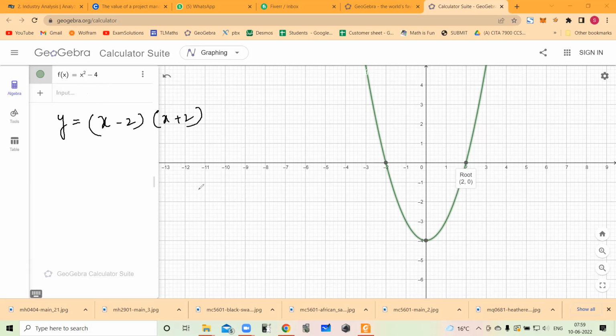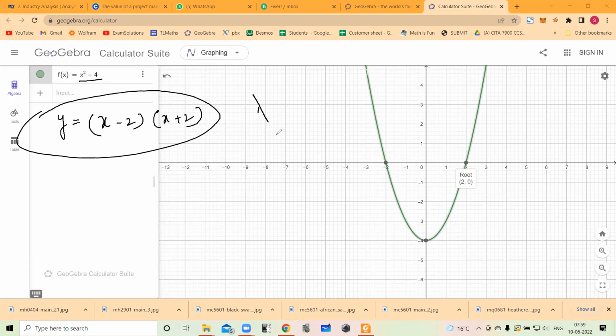Are you getting it? Yes. Because then when you multiply that out, you get x squared minus 4. Exactly. When you do FOIL on this, you'll get x squared minus 4 back. Or when you factor x squared minus 4, you'll get x minus 2 times x plus 2. So this is the factored form, right?